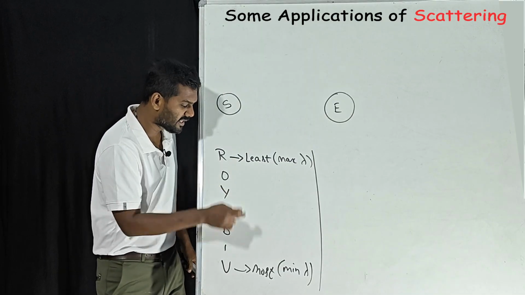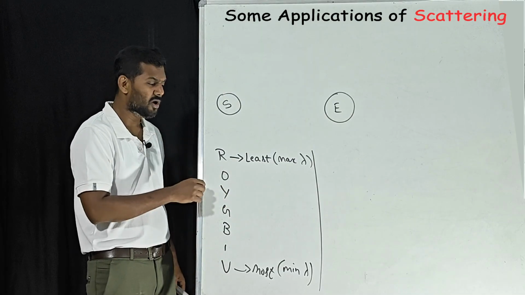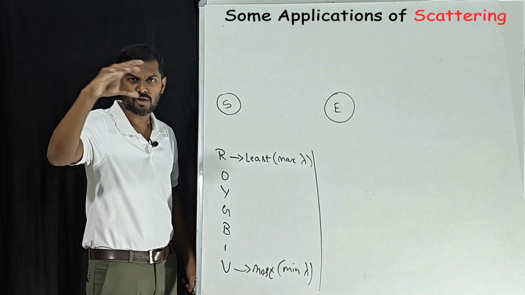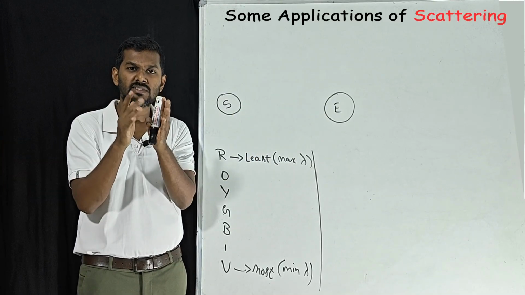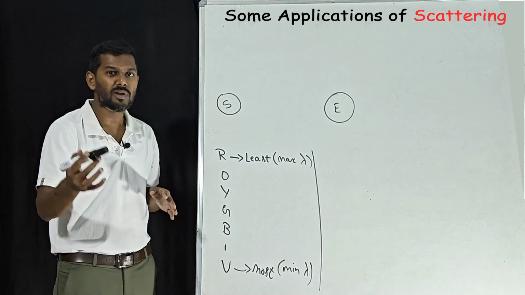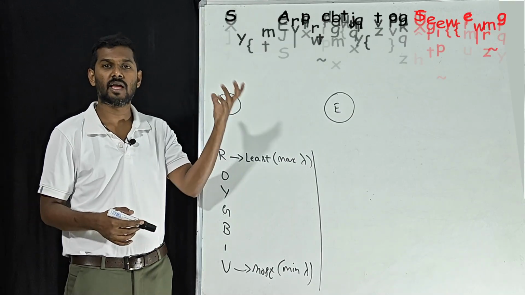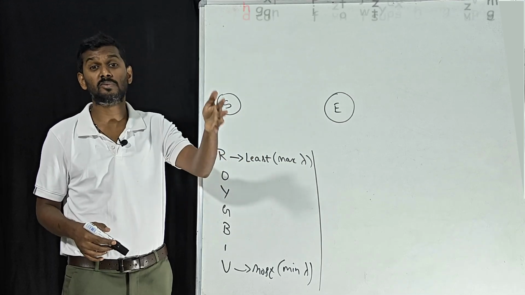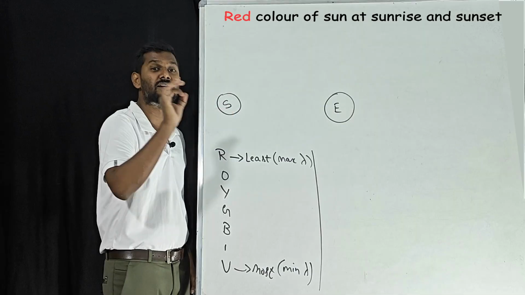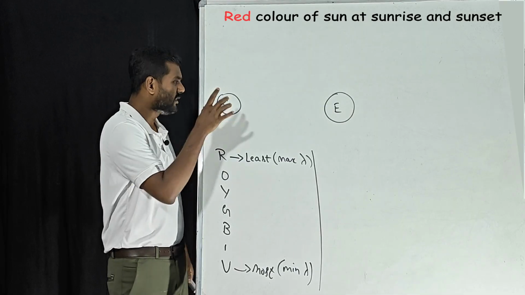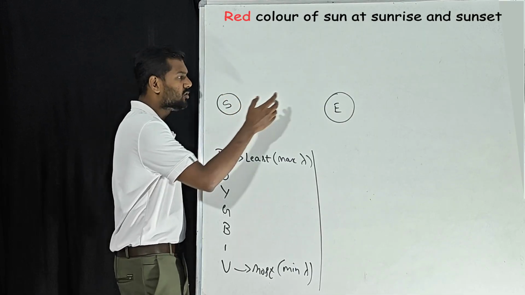So here the distance is important. If the distance is more, scattering will be more. If the distance is less, scattering will be less. Keep that in mind. Now we'll understand why the color of the sky is sometimes red, sometimes blue, sometimes white. This is completely based on the distance. What distance? The distance from the sun to the earth.